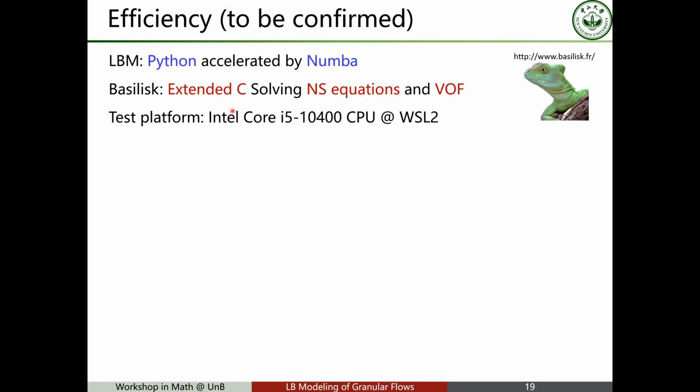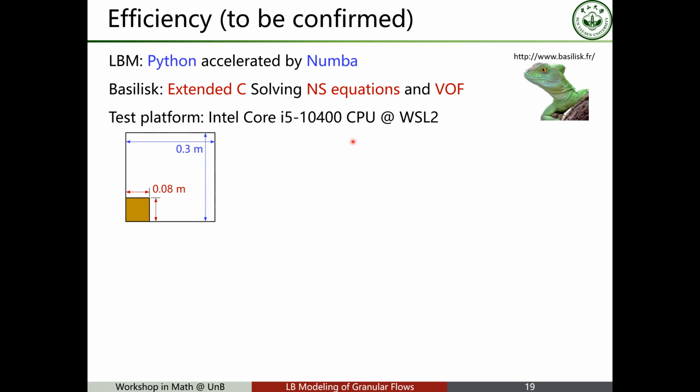Okay. So the test platform is very simple. We have a 10th gen Intel Core i5 CPU, and the simulations are run on WSL2. The default configuration in Basilisk is we need to construct a square simulation domain, and we try to establish the same simulation domain in LBM. And then in both software packages, we create a small granular column close to the left bottom corner. And then we just release the column and let it run.